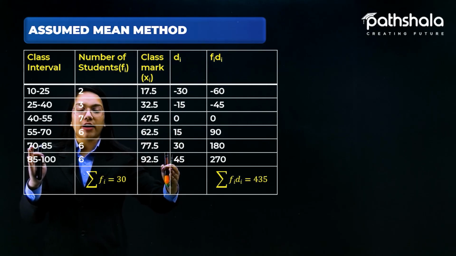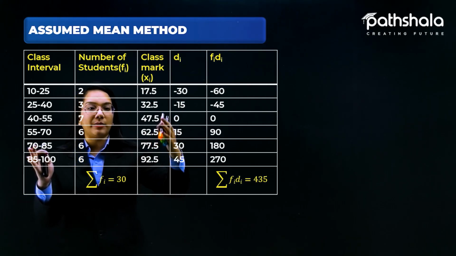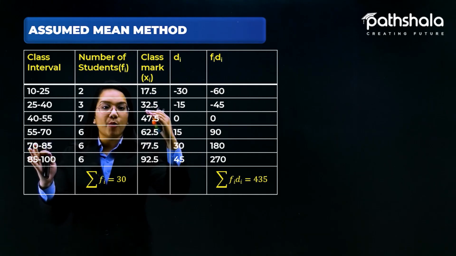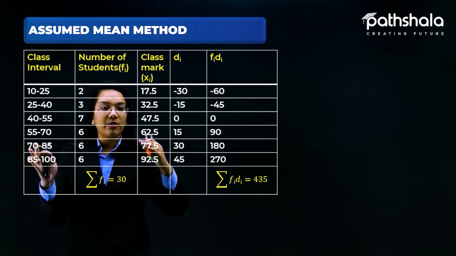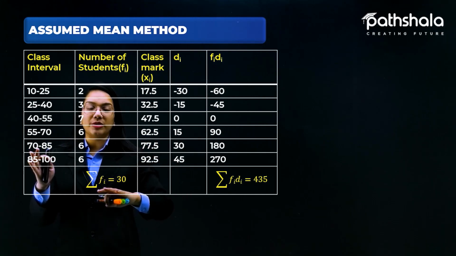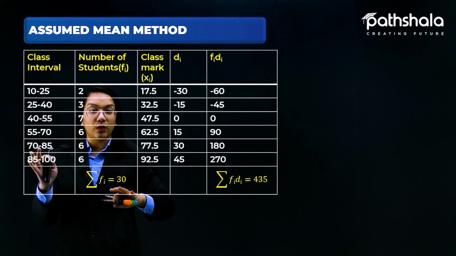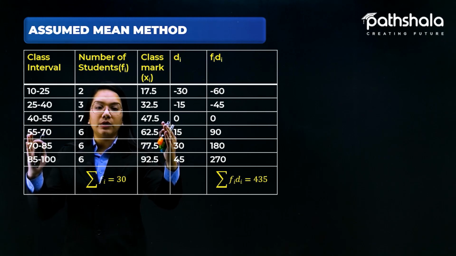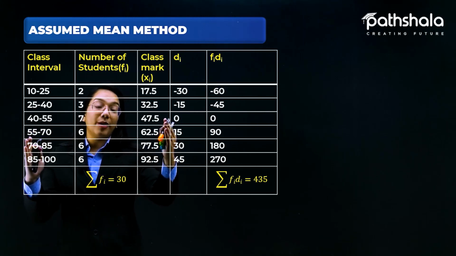We already know how we can find the class mark: upper limit plus lower limit divided by 2. So this is 17.5, 32.5, 47.5, 62.5, 77.5, 92.5. And now we have to take the sum of all the frequencies, which is sigma Fi, equal to 30. This is the same table that we already did in the direct method, but there is a change in the next table.